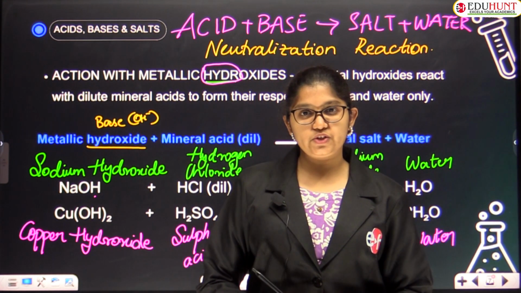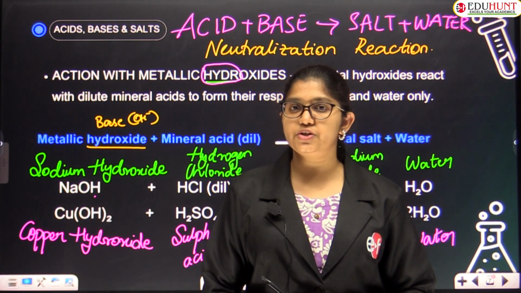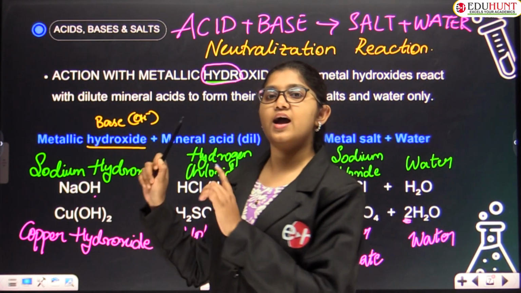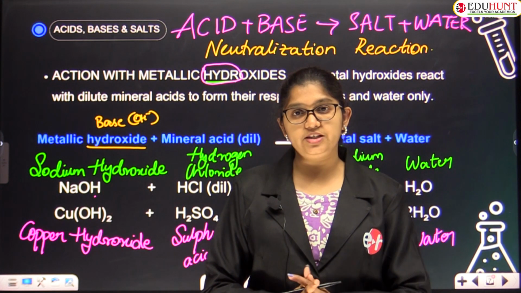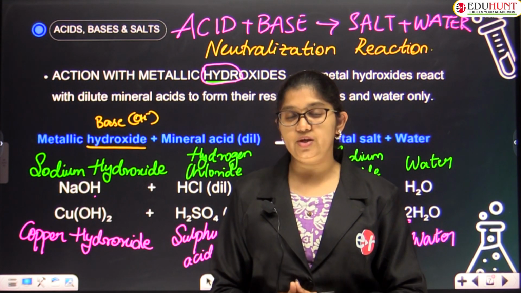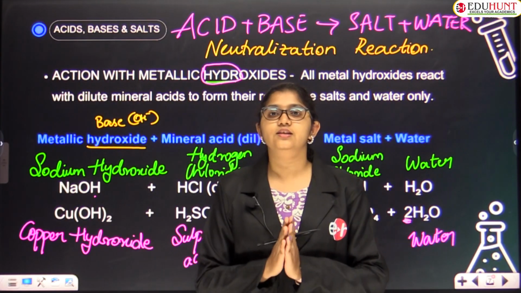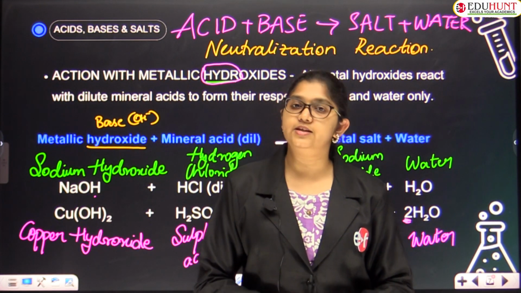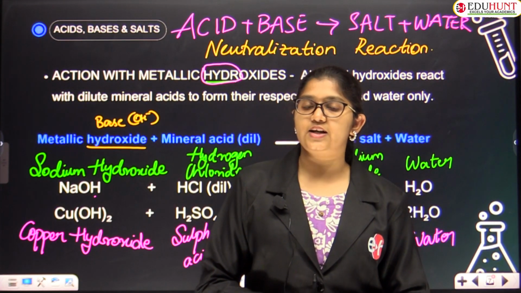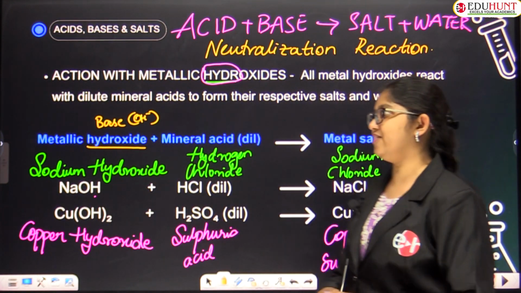So in the previous video, we discussed the general properties of acids from taste up to action with metallic hydroxide. So we have completed general properties 1 to 6. Now in this video, we are going to read and watch about the general properties of acids from 7 to 10, that is from action with metallic carbonates to action with active metals. Here we go. Are you ready?